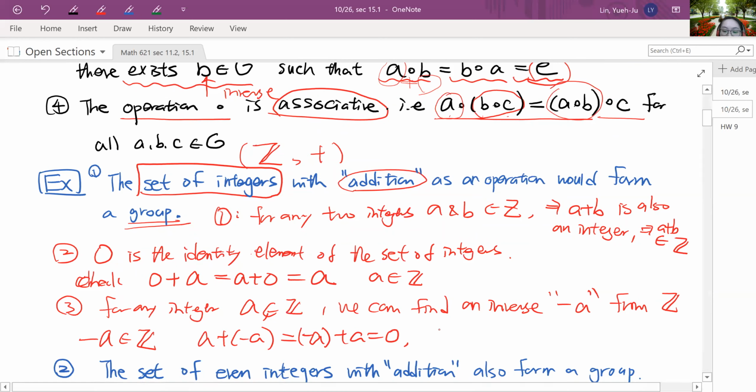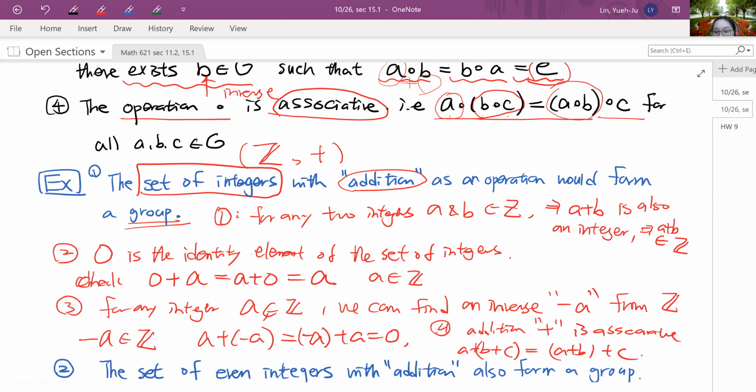Then the fourth one, I'm not going to check this, the addition as an operation is associative. You can say that a plus b plus c is the same as a plus b plus c in either grouping. So you can see that the collection of all the integers paired with addition as an operation will form a group because I checked through those 4 criteria. And as you can see, this becomes more abstract because you really need to check through a lot of things.